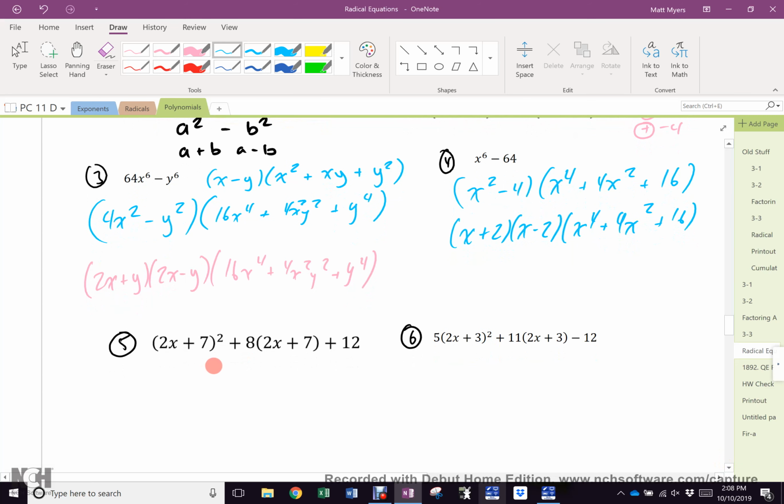Then we got to here, and this was the same as up there, because that's x. And you knew that it was x plus 6, x plus 2, but it's not x. It's 2x plus 7 plus 6, which is 2x plus 13, and 2x plus 7 plus 2, which is 2x plus 9.